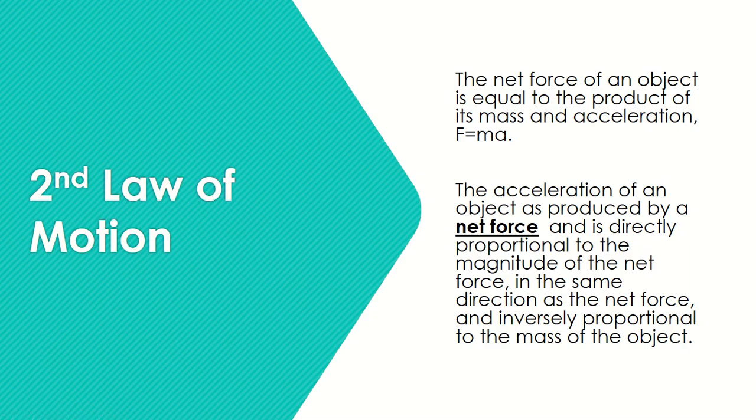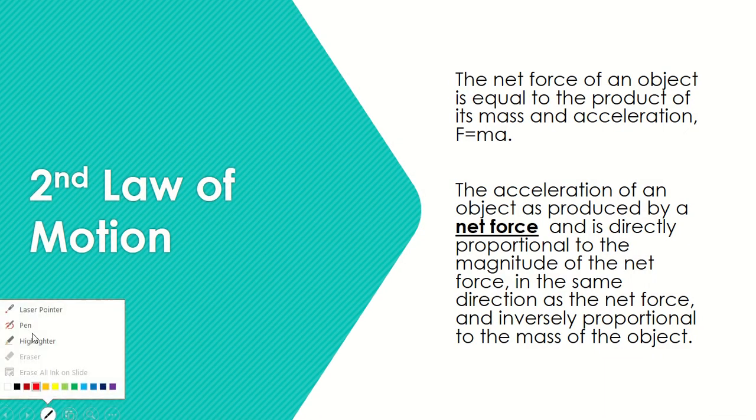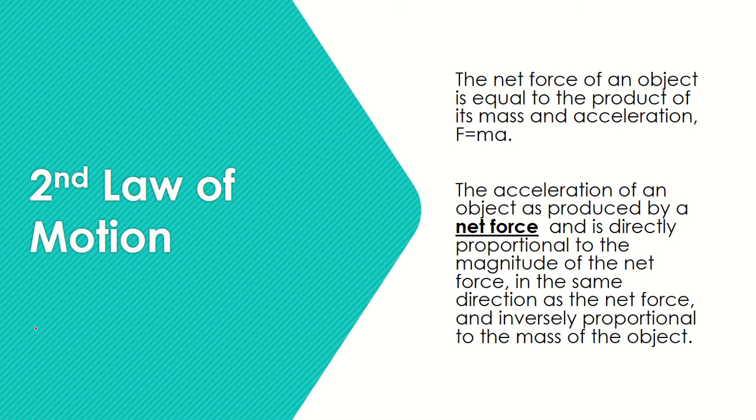So, basically Newton's second law of motion. The net force of an object is equal to the product of the mass and its acceleration. You can think of it as force equals mass times acceleration. Another way to think of it is if we rearrange it, divide both sides by mass, we get acceleration equals force over mass.